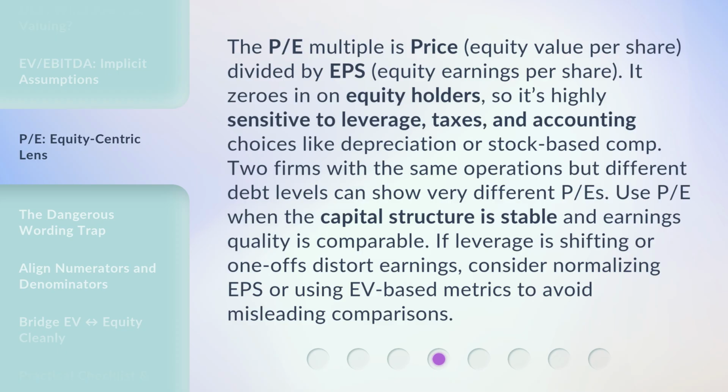Use PE when the capital structure is stable and earnings quality is comparable. If leverage is shifting or one-offs distort earnings, consider normalizing EPS or using EV-based metrics to avoid misleading comparisons.